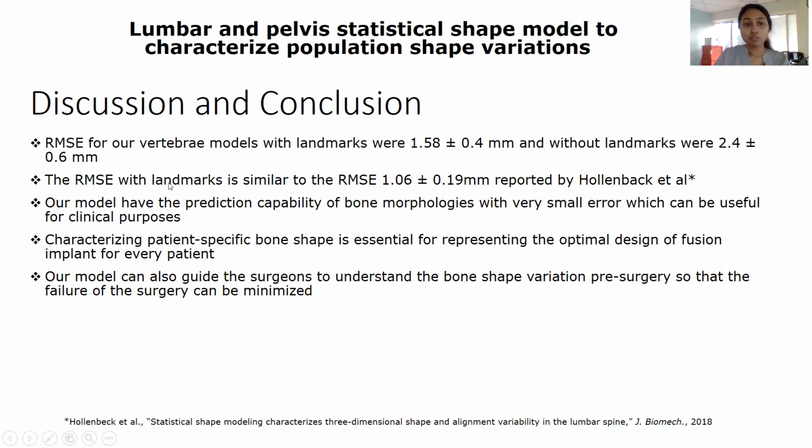And the RMSE with our landmark model was similar to the other study reported by Hollenbach et al. Our model has the prediction capability of bone morphologies with very small error, which is clinically acceptable. So characterizing the patient-specific bone shape is essential for designing the optimal fusion implant for every patient, and our model can predict the bone shape with a very minimal RMSE error and guide the surgeons before surgery so that the failure of the surgery is minimized and the patients can lead a better and healthy life.